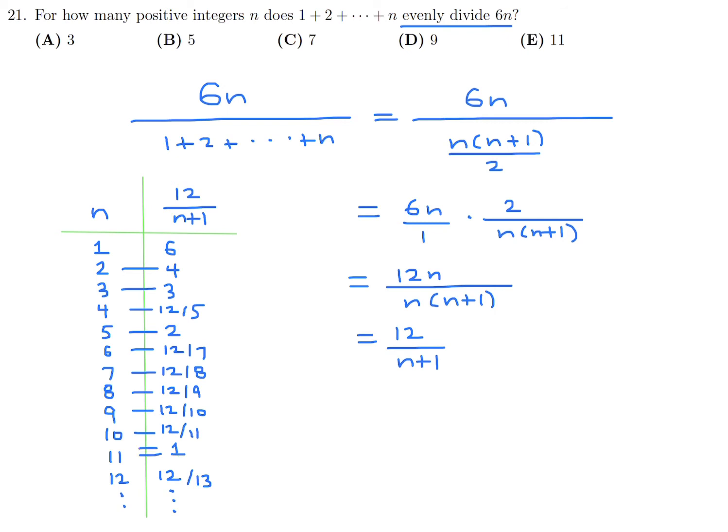which is 1. So how many times did we get an integer? We got it these times. And that would mean 1, 2, 3, 4, and 5 values of n give me integers. So number 21, the answer is B.